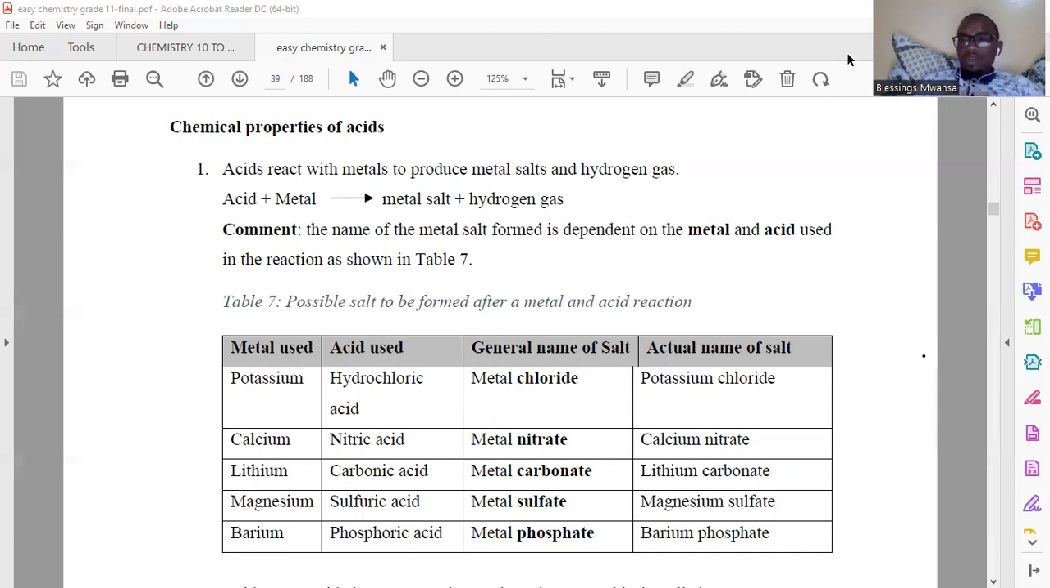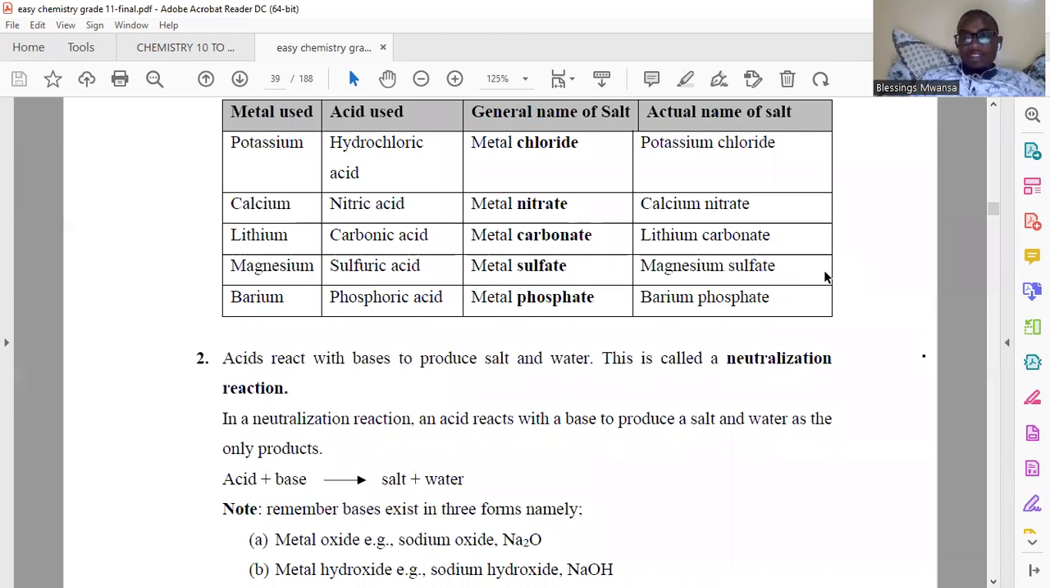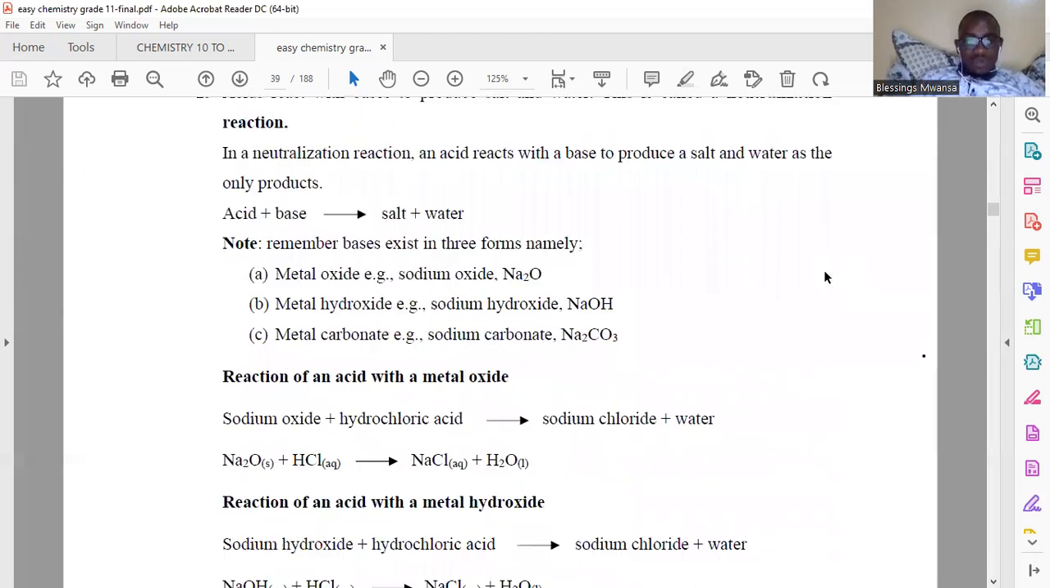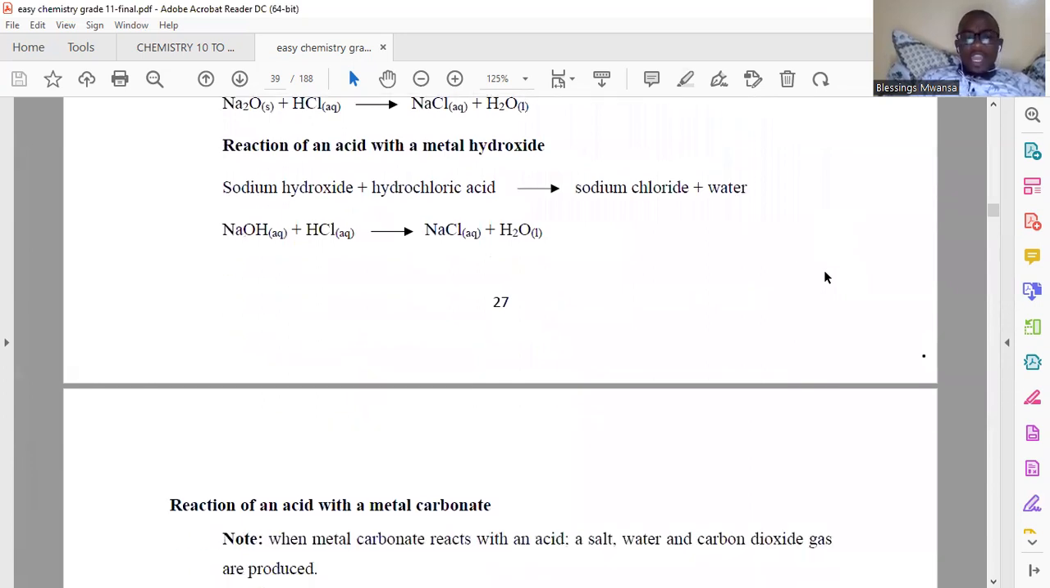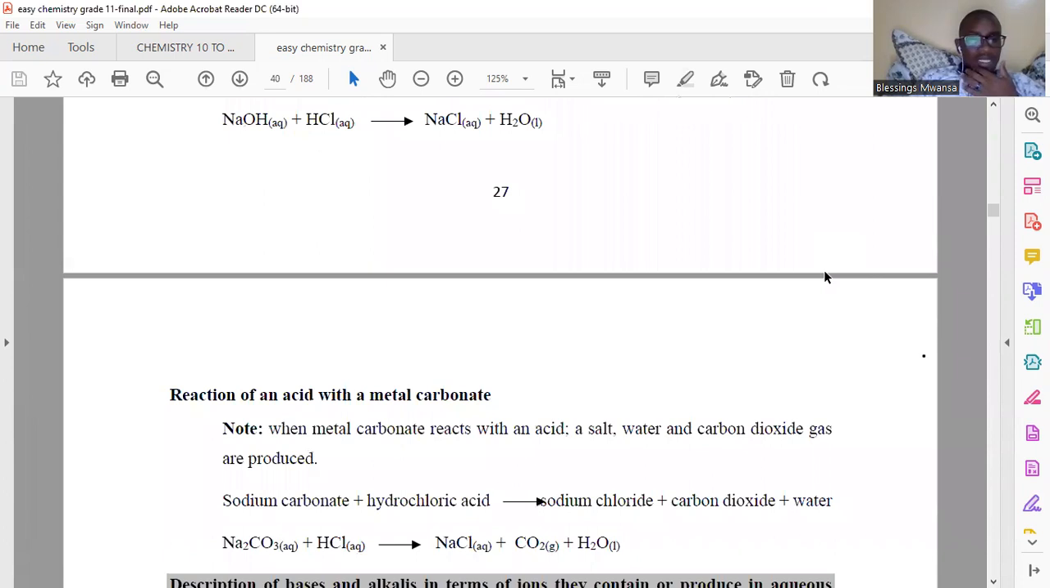So chemical properties, these are just chemical reactions that acids undergo. So we're going to talk about three chemical reactions. The first reaction is a reaction of an acid with a metal to produce metal salt and hydrogen gas. And then the second one will be a reaction of an acid and a base. And this base will be in form of a metal oxide and a metal hydroxide, which is referred to as a neutralization reaction. And our last reaction will be a reaction of a metal carbonate, which is also a base and an acid. And this will produce carbon dioxide.